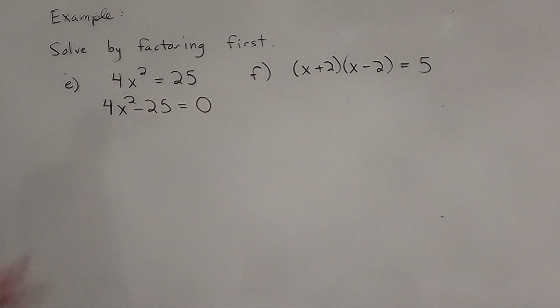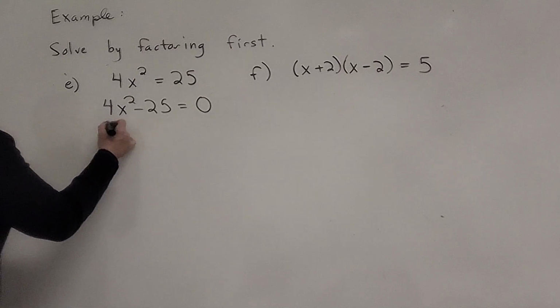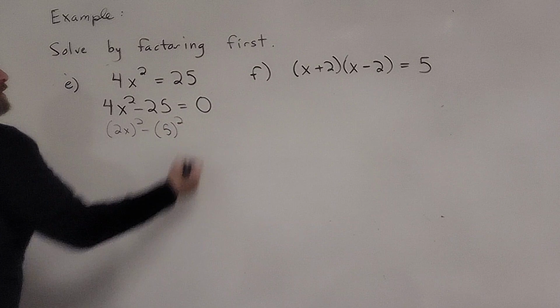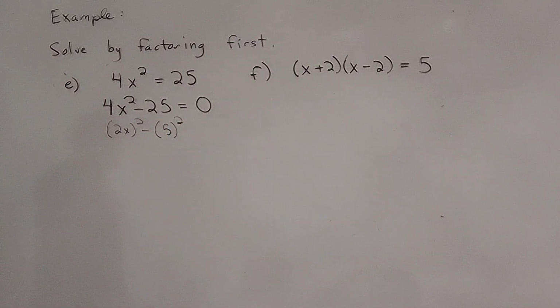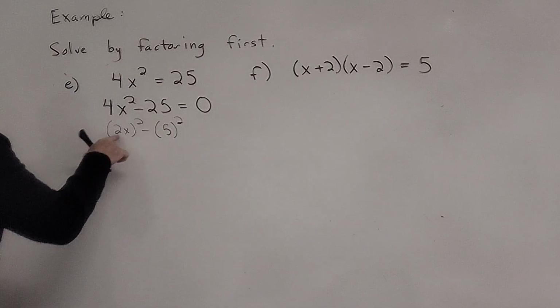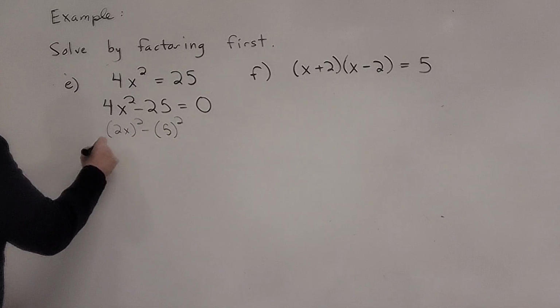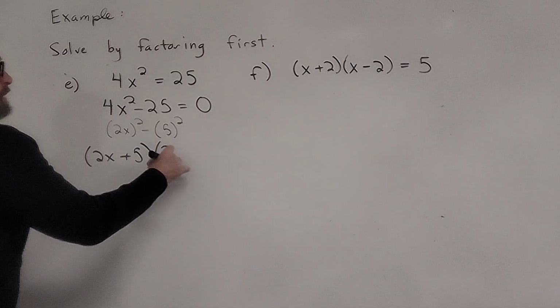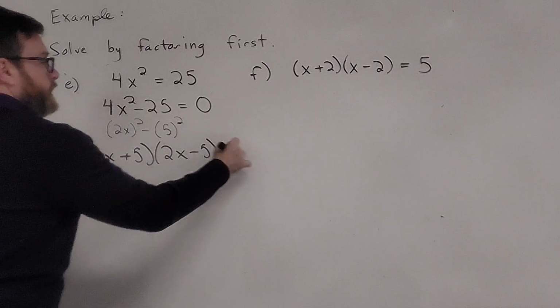Now we can see that this is a difference of squares, that this is 2x squared minus this is 5 squared. So we know that it factors to a plus b times a minus b, where a is 2x and b is 5. So this is going to factor to 2x plus 5 times 2x minus 5. This will be equal to 0.